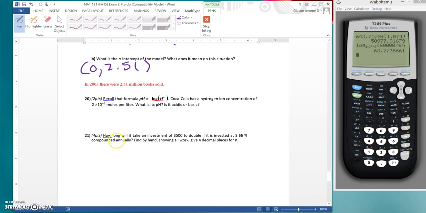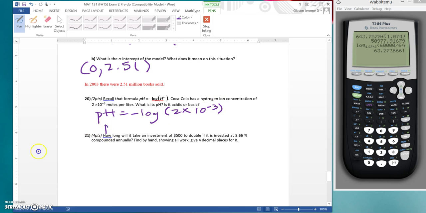Now we come down here to problem 20. It says recall the formula pH is equal to negative log of H plus. Coca-Cola has a hydrogen ion concentration of 2 times 10 to the negative 3 moles per liter. What is its pH? Is it acidic or basic? So we know we will have pH equal to negative log of 2 times 10 to the negative 3, according to the formula.